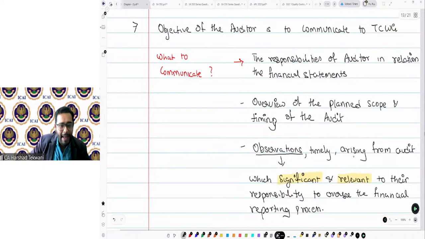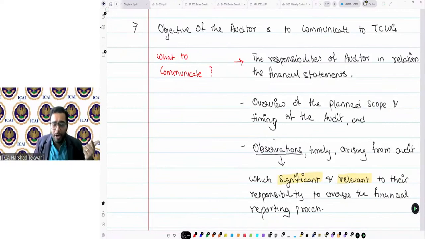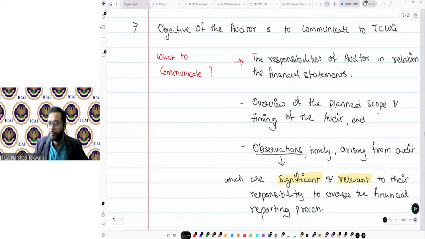And we end here. So: the responsibility of the auditor in relation to the financial statements, an overview of the plan, scope and timing of the audit, and the observations in a timely manner arising from the audit. And which observations? Those which are significant and relevant to their responsibility to oversee the financial reporting process. Those observations I need to come with. Clear? That is the objective of the auditor, the basic objective that we need to achieve.